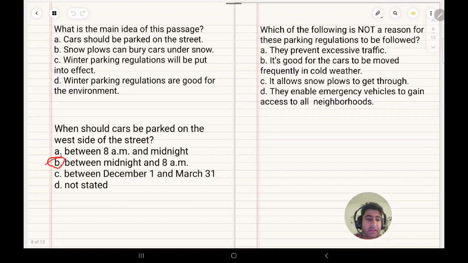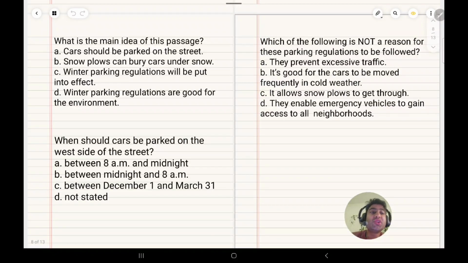Very easy one, right? Which of the following is not a reason? Now, guys, just understand, is not a reason means it will not be a reason for these parking regulations to be followed. They prevent excessive traffic. Could be. We have heard about the rush traffic, right? It's good for the cars to be moved frequently in cold weather. Okay. No, they have not discussed about this.